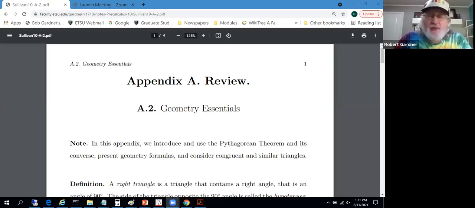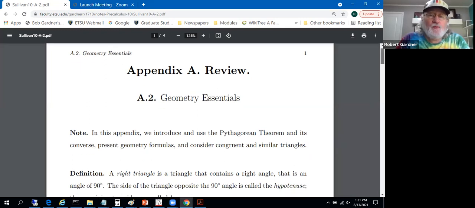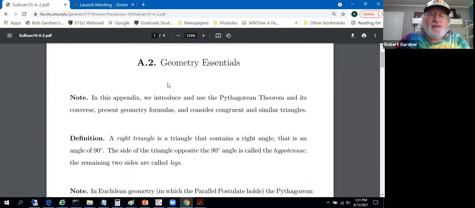Hello, today we'll look at some geometry essentials from Appendix A-2. The content of this appendix is primarily the Pythagorean Theorem and some formulas for areas, volumes, and so forth, perimeter for various geometric objects. We'll also, at the end, look at similar and congruent triangles.